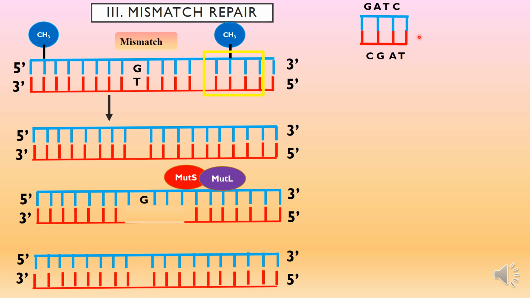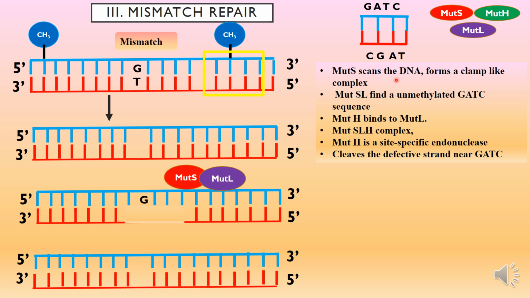Because of this methylation, the parental strand can be identified from the daughter strand, and then the error can be checked. So the proteins that are involved are MutS, H and L. The MutS will scan the DNA by forming a clamp-like complex. The MutS-L will find the unmethylated GATC sequence. MutH will bind to the MutL and the MutSLH complex is formed. The MutH is a site-specific endonuclease. It cleaves the defective strand near the GATC.